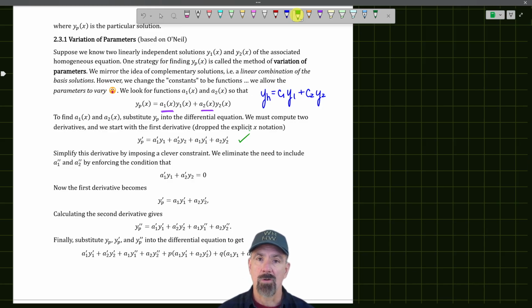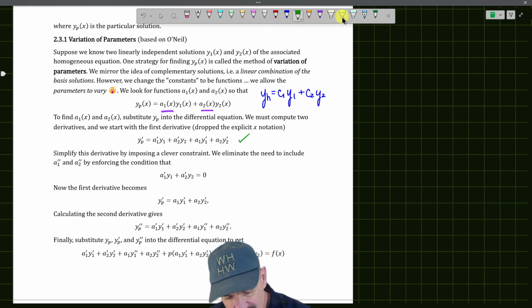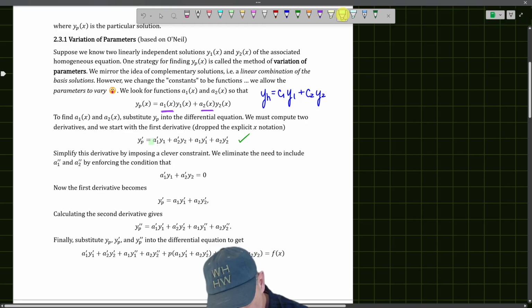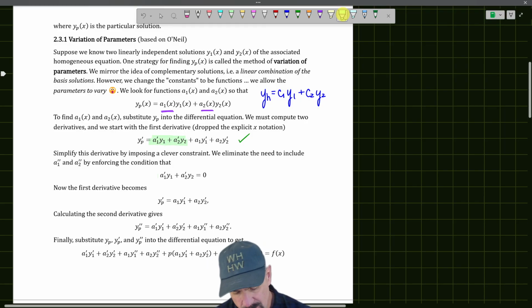So we have two unknowns, a1 of x and a2 of x, and we need to have two conditions. This is the opportune and not necessarily obvious place that we're going to apply one of those conditions. One of the conditions that we're going to apply is right here. We're going to take this piece of the derivative and we're going to set it equal to 0. That's what this is doing right here.